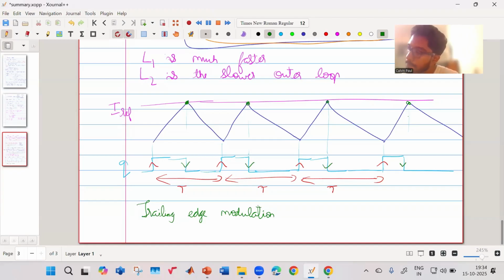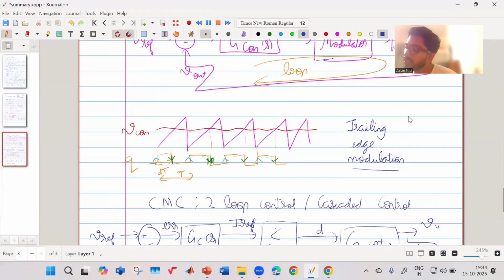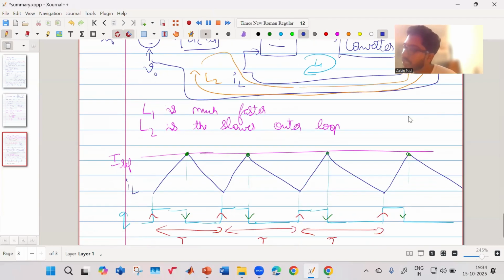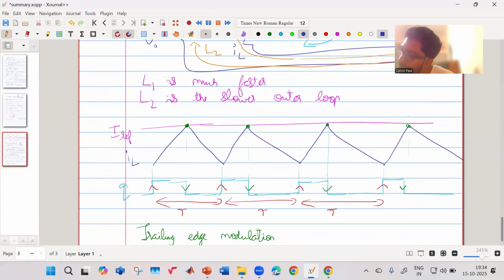Okay. Till here, what I'm trying to correlate is how you are actually using the actual inductor current to make the comparison. Whereas in the previous case, you are just using some ramp which you are generating. But in current mode control, you're using the actual ramp-like behavior of your converter, of your inductor current. You're using that for comparison. Okay, so that's why this is known as current mode control.